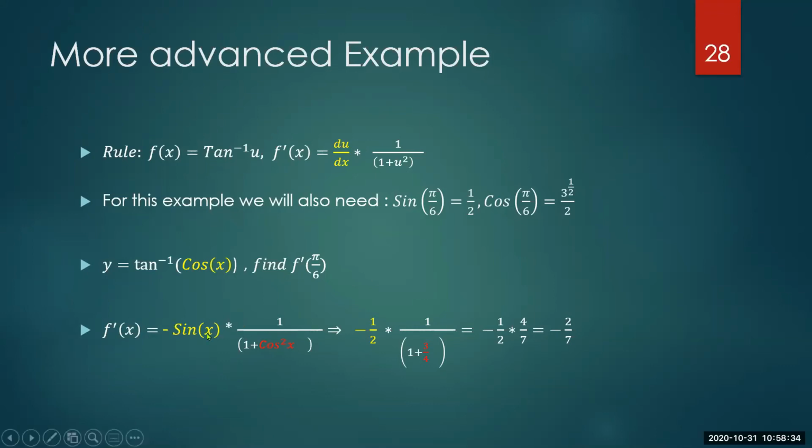So minus sine of pi over 6 is minus a half, and the cos of pi over 6 is root 3 over 2, and so cos squared of pi over 6 is 3 over 4. And so this all becomes minus 1/2 multiplied by 1 all over 1 plus 3 over 4. And that becomes minus 1/2 multiplied by 4 over 7. And that becomes minus 2 over 7.